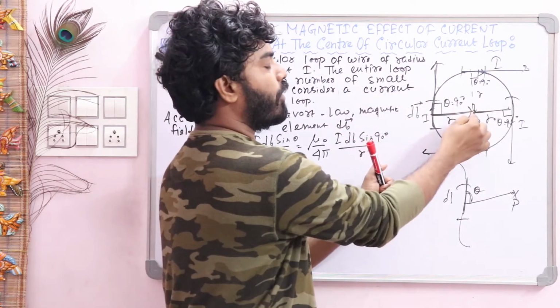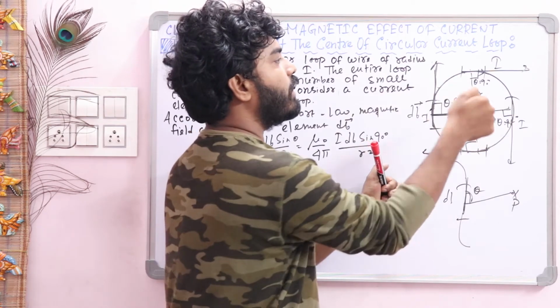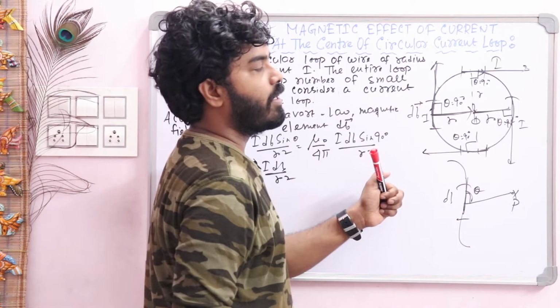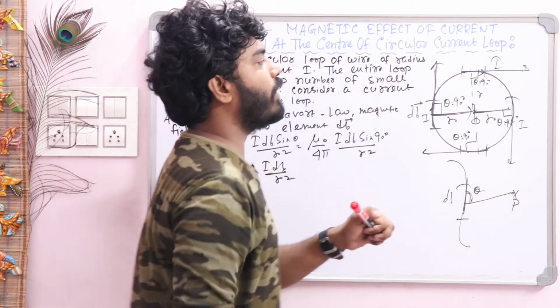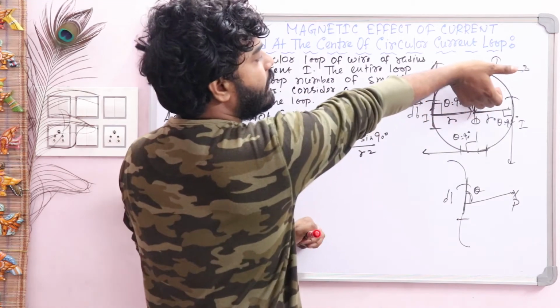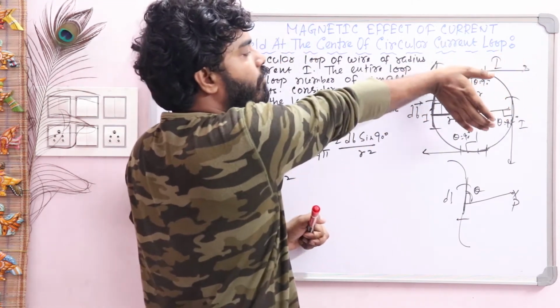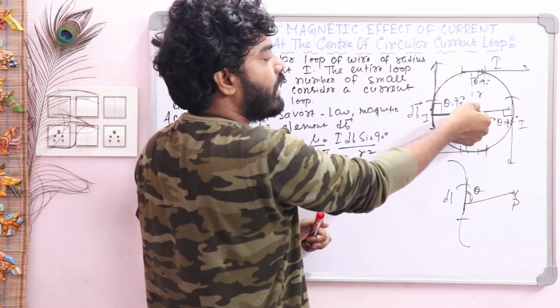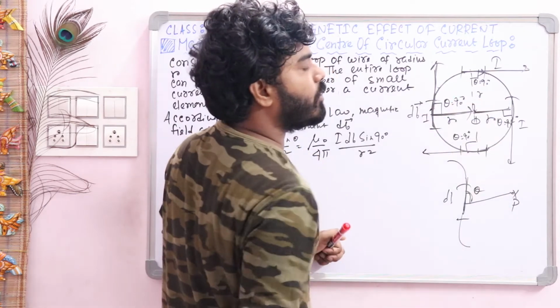So at origin O, at the center, the direction of magnetic field is into the plane of the paper. In the same way, if we consider this del L, now you use your right hand like this way. This is the direction of current. Now you curl your fingers this way. So at that point also the direction of magnetic field is into the plane of the paper.